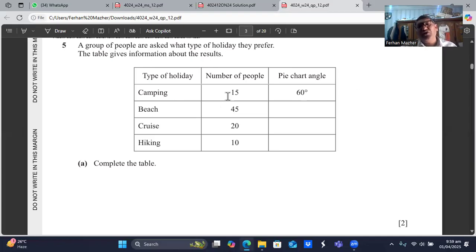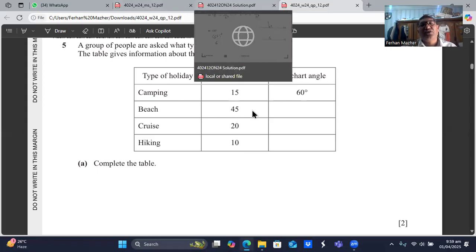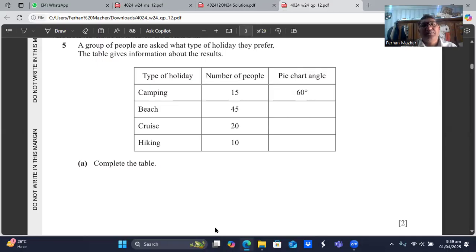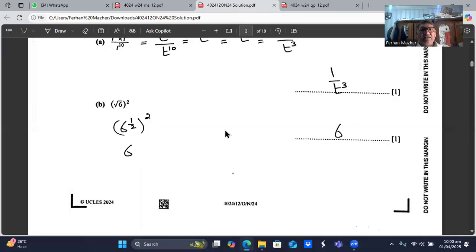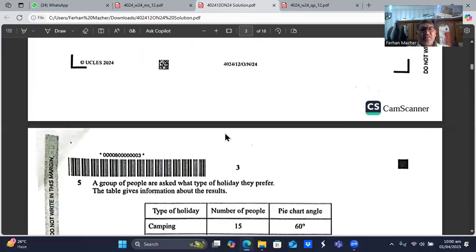Because we don't know how many total people there are, we can add these people and find the total number of people. One method is to add them up. Another method is we know the angle here. You know how we find the angle? The number of people divided by the total, multiplied by 360. This is how you find it.